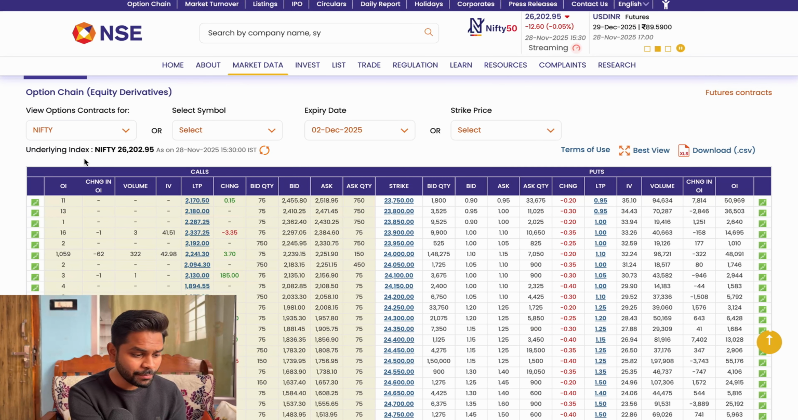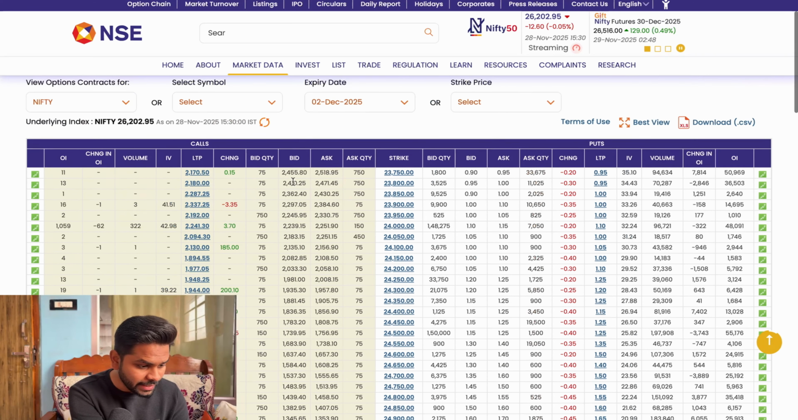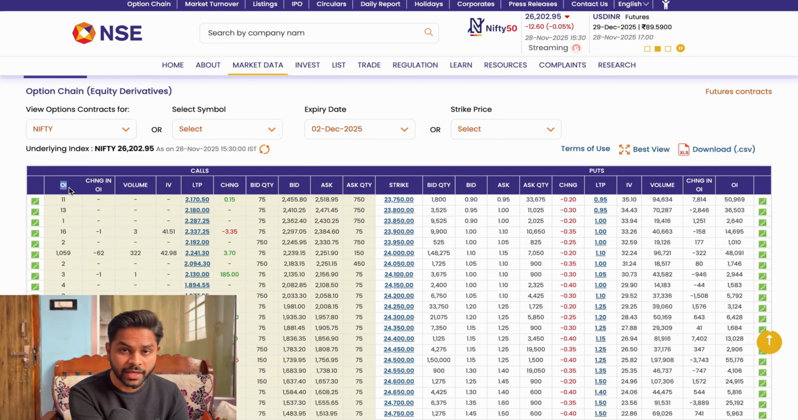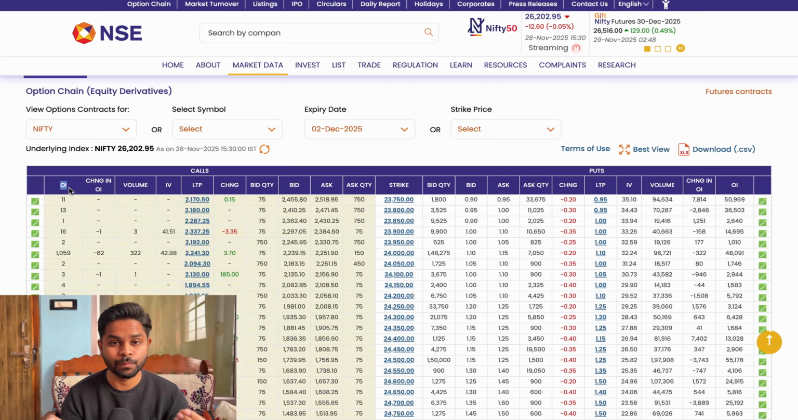Now, the current price of Nifty here is 26,202. So this is the current price of Nifty. Afterwards, go down. The first thing here is OI. OI stands for open interest. So what is open interest? Understand this. Let's say there is a buyer. There has to be a seller, right? For every lot you buy, someone has to sell that lot. Then only you can buy. Otherwise, how will you buy if there is no seller? So that buyer and seller coming together is called open interest.